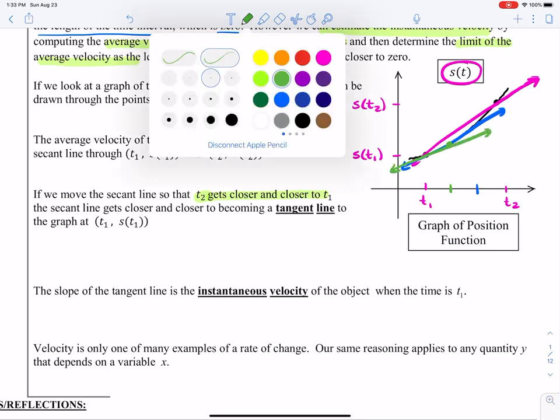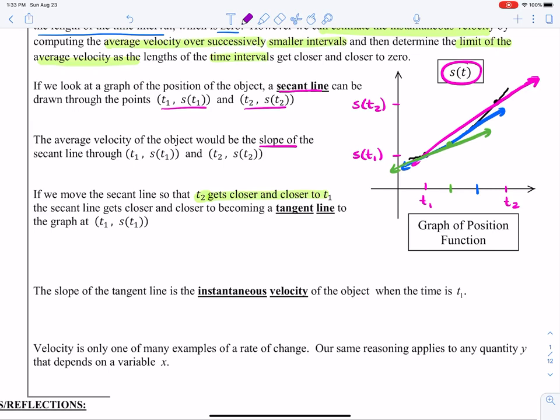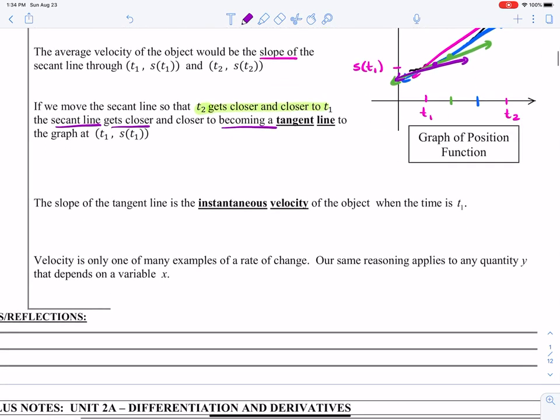And as I scoot this line successively closer, the slope here is going to get closer to the slope of the tangent line, okay? So let me say that again. My secant line is going to get closer and closer to becoming a tangent line, okay? I need for you to know the following. The slope of a tangent line is the instantaneous velocity of the object at t1. And velocity is just one of our many examples.